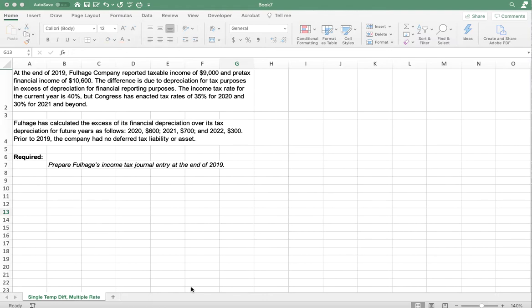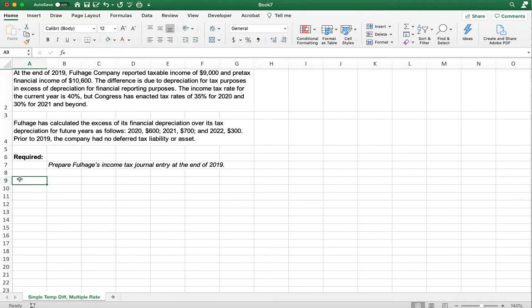Foliage has calculated the excess of its financial depreciation over its tax depreciation for future years as follows: 2020 $600, 2021 $700, and 2022 $300. Prior to 2019, the company had no deferred tax liability or asset. And so we need to prepare Foliage's income tax journal entry at the end of 2019. And so we'll do some calculations first before I do that journal entry.